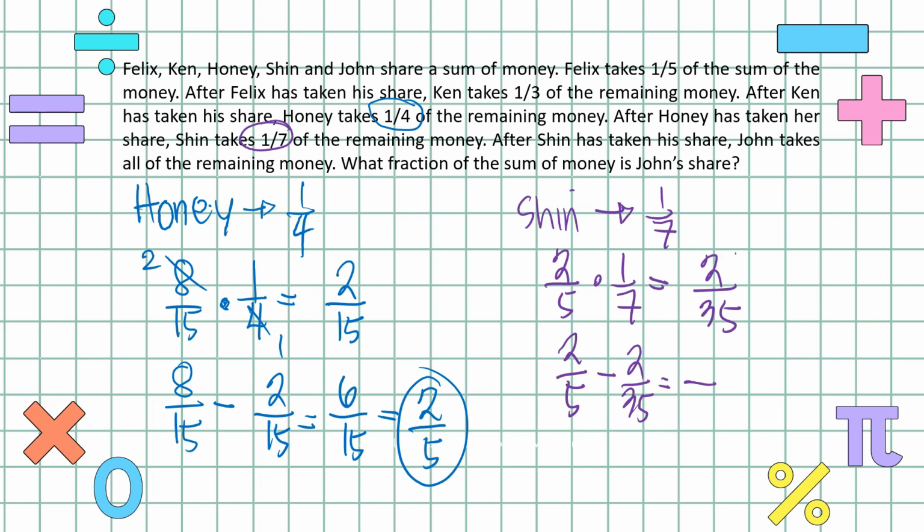So let us subtract. Again, let's make them similar fractions. LCD is 35. 35 divided by 5 is 7 times 2, that's 14. 35 divided by 35 is 1. 1 times 2 is still 2. So 14 minus 2 is 12/35. And this is now our final answer for this problem. So 12/35 is the fraction of the sum of money John took.